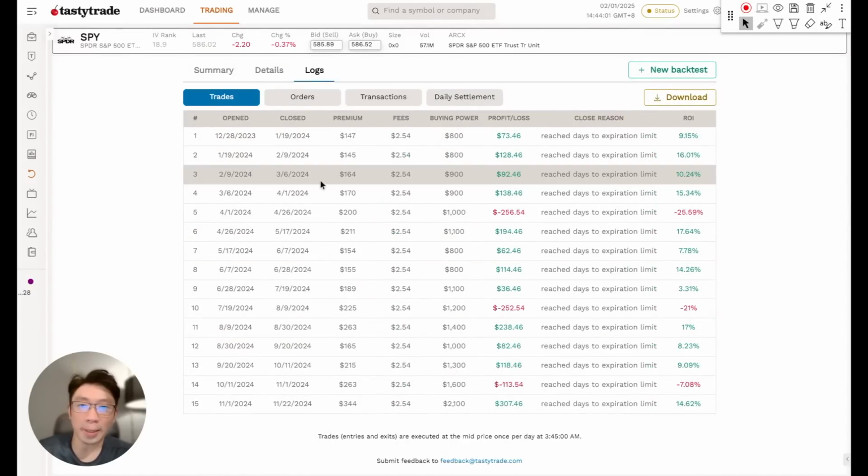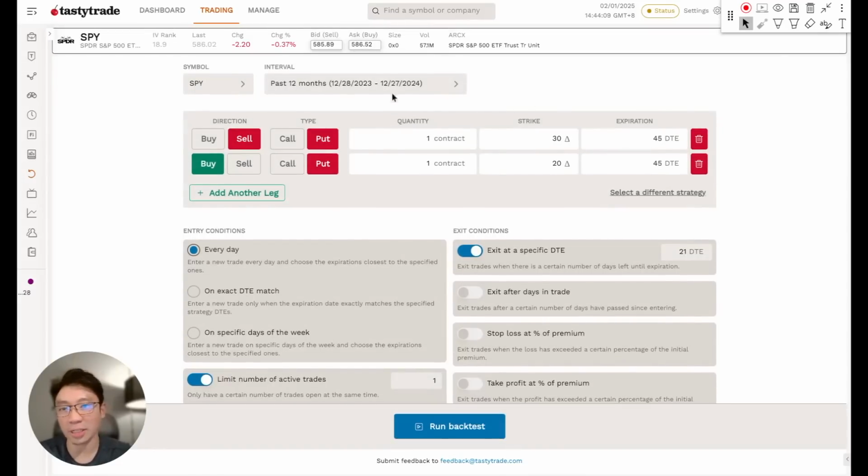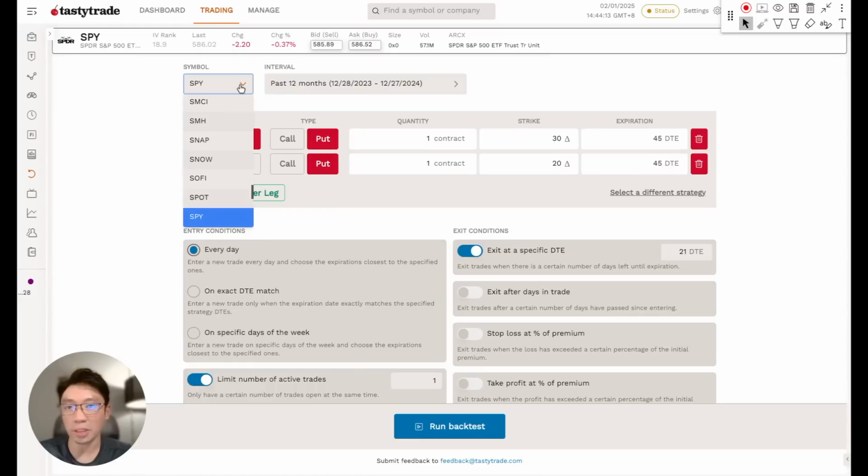Okay, so now that I see that the put credit spread is actually profitable on SPY, I'm actually quite curious to see how it does on the other underlyings, because the Tasty Trade team actually gave us quite a number of different underlyings. So let me just try some of the other underlyings to see whether it actually is profitable. But of course, this really depends on the underlying itself. If the underlying has been going down, then most likely it's not going to be profitable. So let me just choose one over here.